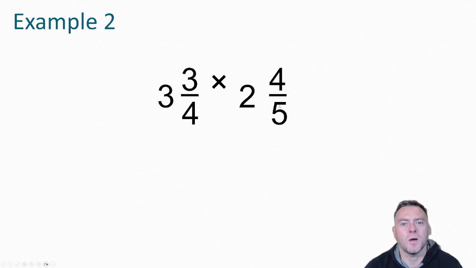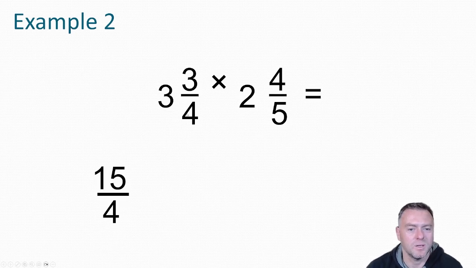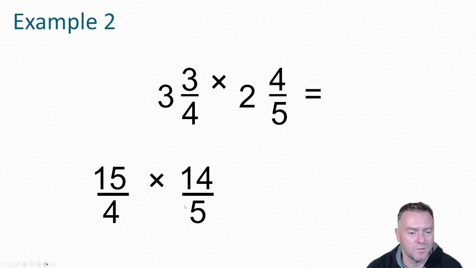So with this, you have to do that step first. There is no hack here. Unfortunately, you do have to go through that process. So the first step here is 3 times 4 is 12, plus the 3 gives you 15 on 4. And then same over here, 2 times 5 is 10, plus the 4 gives you 14 on 5.